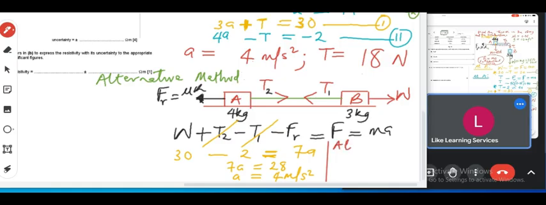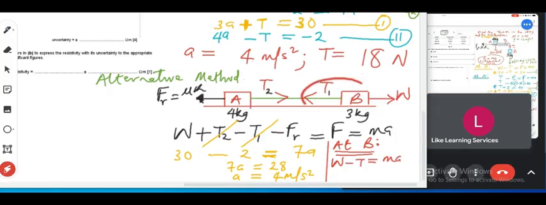At B, what are the forces? W minus T is equal to MA, right? At B, if you choose any way, you will get whatever you're looking for. Whether at B or at A, you will still get your T.